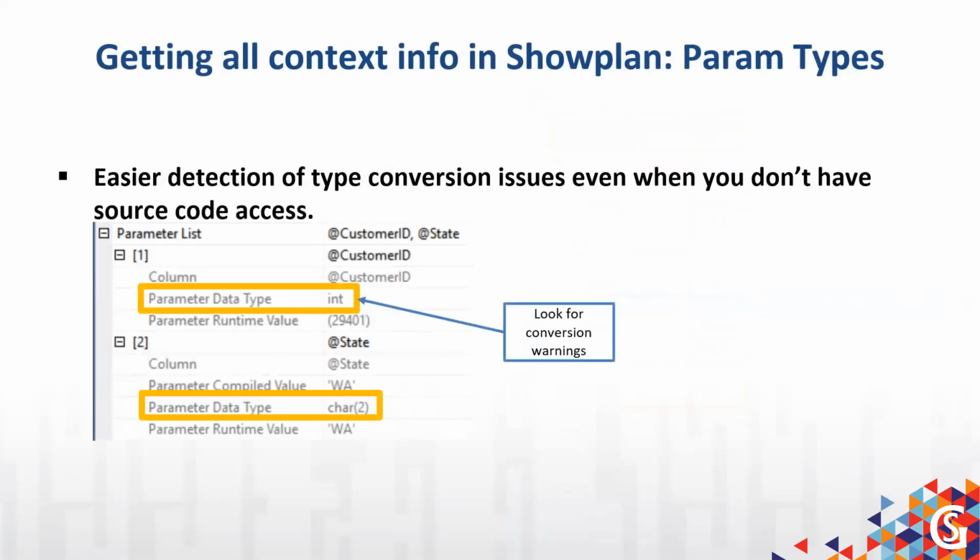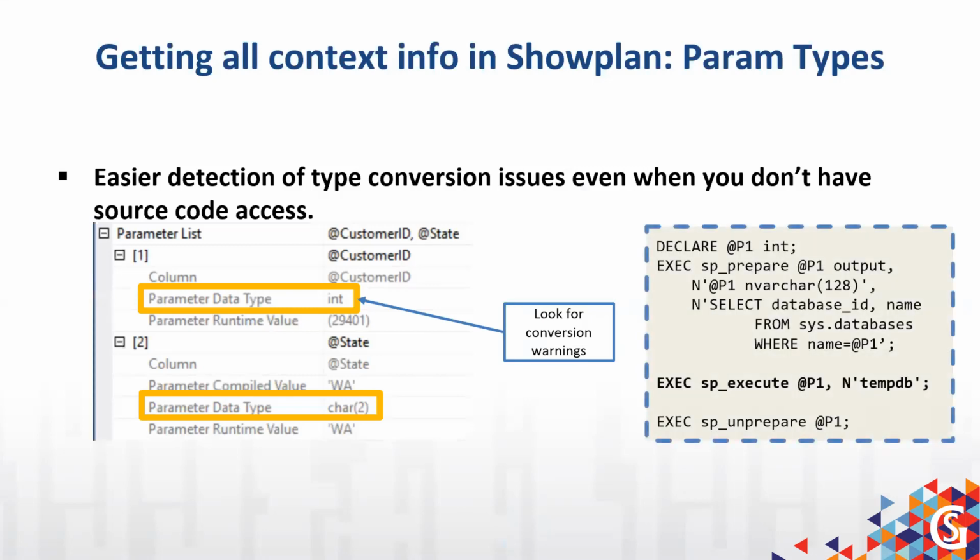Other things have to do, for example, with parameter data types. We've made it easier to detect conversion issues when you don't have access to the source code. Now you may ask, hang on, if I'm looking at a plan from a stored procedure or a function, I have the code right there, so I know the data type for the parameters.